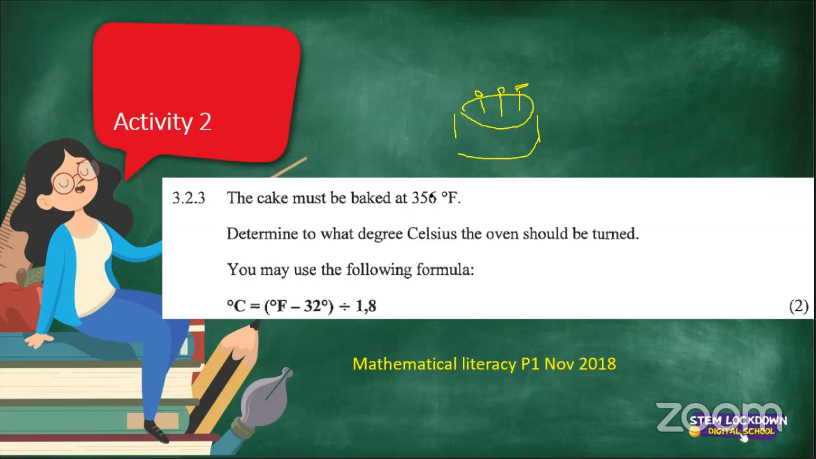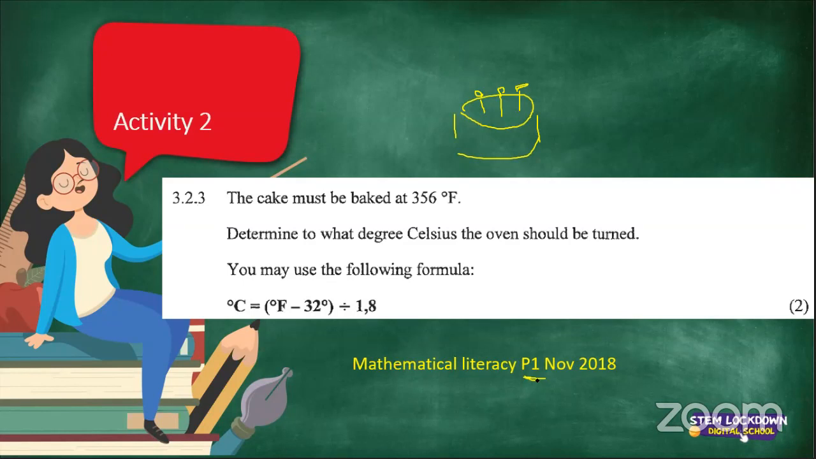So change degrees Fahrenheit to degrees Celsius, right? Notice this is a grade 12 paper, but it's easy because grade 12 work and grade 11 work actually overlap. Obviously, paper one is the easiest. Remember this year in November, your paper 1 and paper 2 will basically have similar levels.